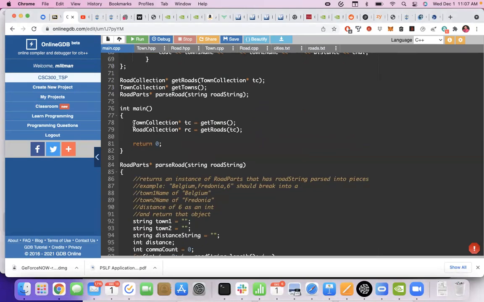We have a graph that's based in a town collection where we have a bunch of towns and those towns happen to be linked to other towns. We also have a graph that's based in a road collection, which is a bunch of roads that happen to have interconnected towns. So these are two different bodies that would be considered legal graphs.